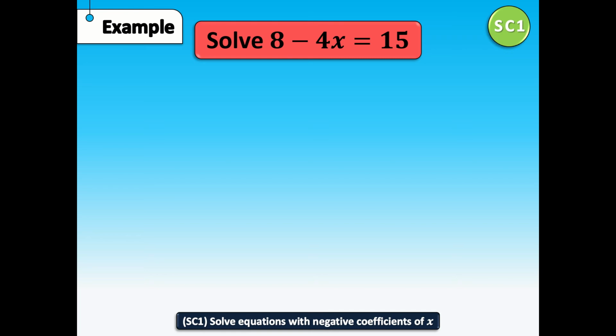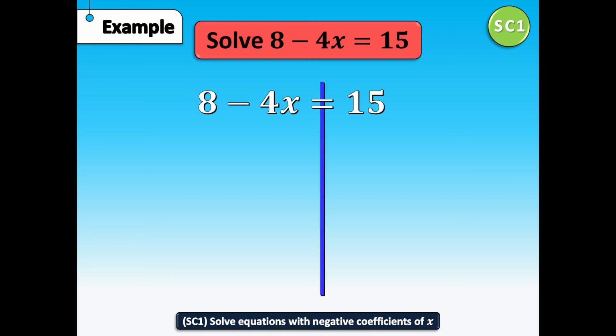Here's another example. So again, I'm going to use the balancing method. So I draw a line down through the equal sign, and the first thing I'm going to do is get rid of that positive 8. So I take away 8 from both sides. That leaves me with minus 4x on this side, and 15 take away 8 is 7. So minus 4x equals 7.